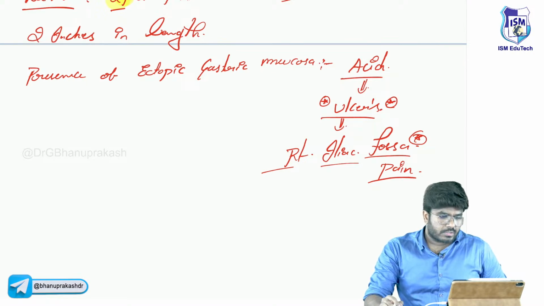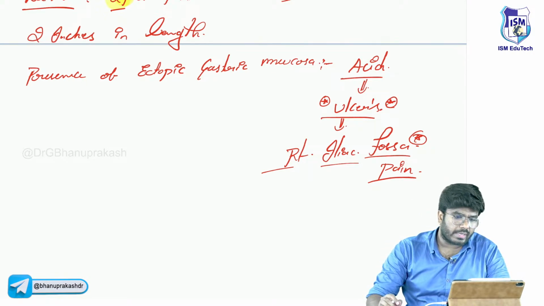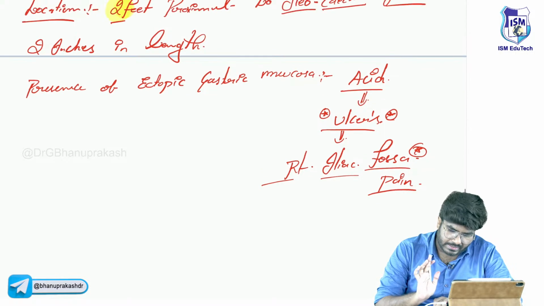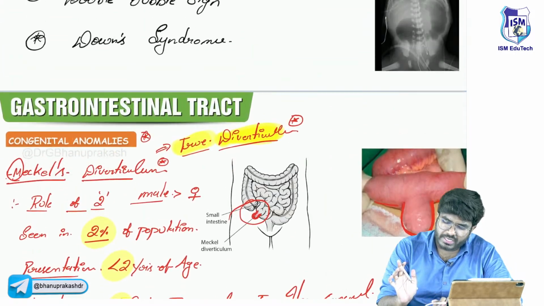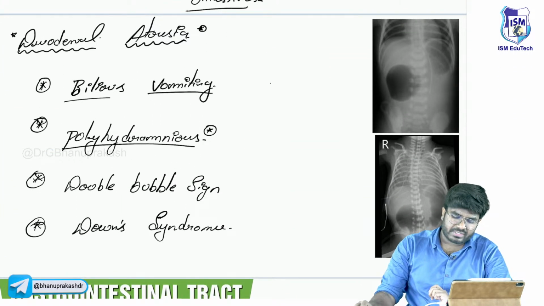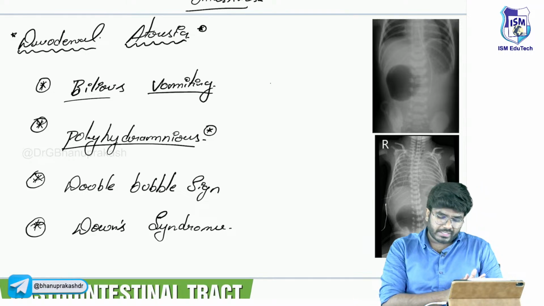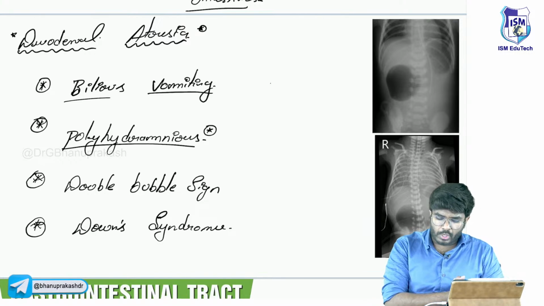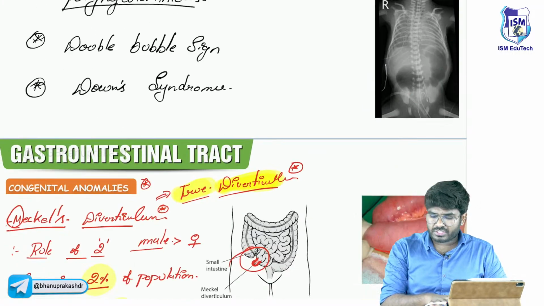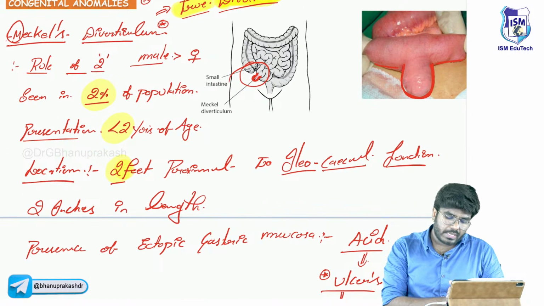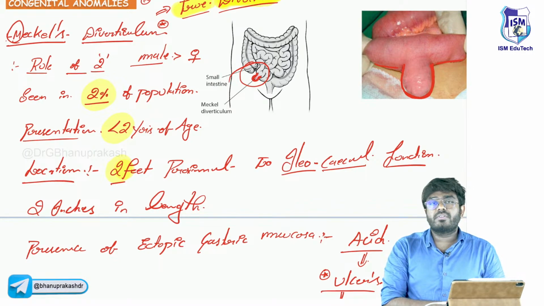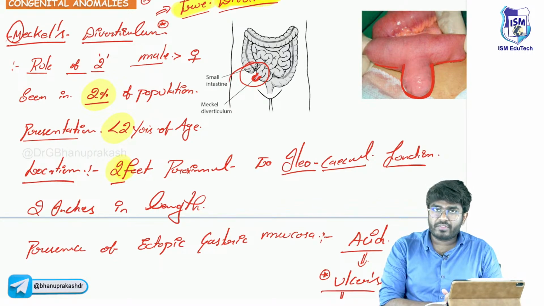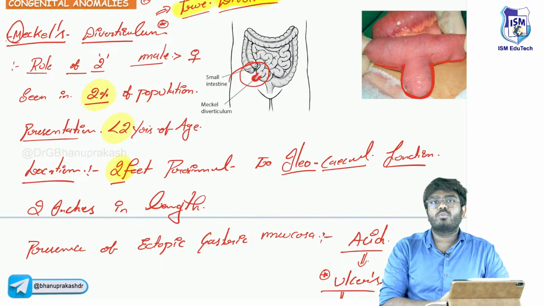So, these are the important points which I want you to know regarding Meckel's diverticulum. The 2 congenital anomalies that I have discussed are duodenal atresia, which shows bilious vomiting, polyhydramnios in the mother, double bubble sign on the X-ray, and association with Down syndrome. And Meckel's diverticulum: M for males, most commonly affected. This is an example of the true diverticulum. It follows the rule of 2, seen in 2% of the population, 2 inches in length.